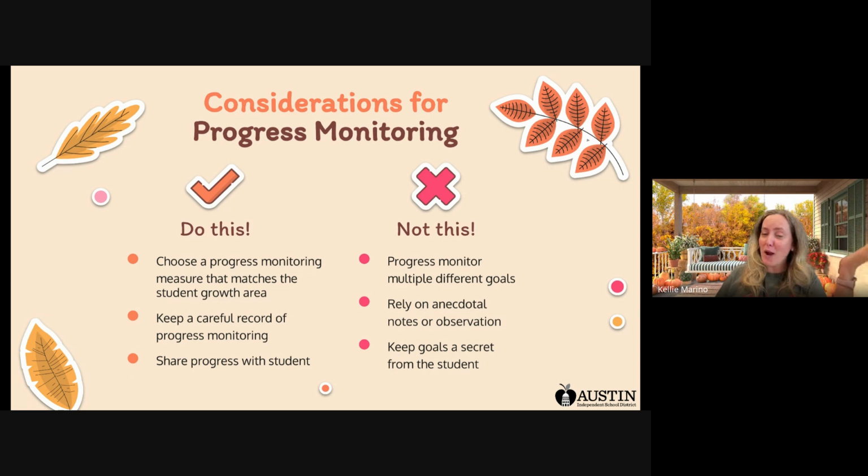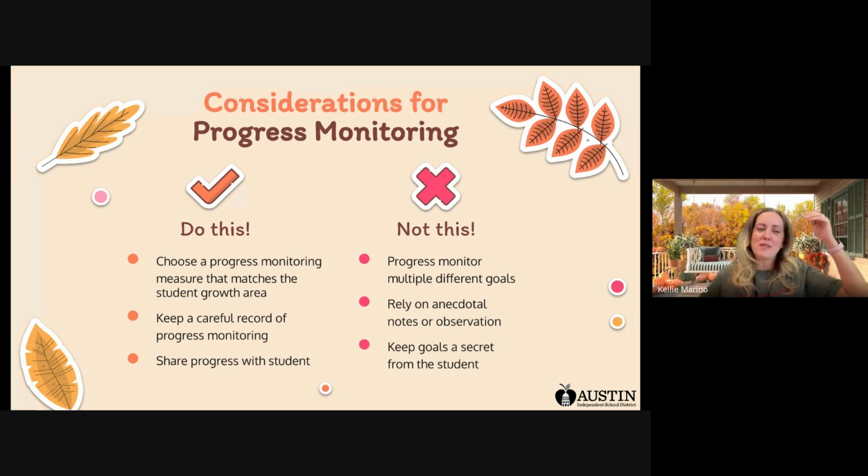Do keep a careful record of your progress monitoring. Make a folder for each student, have a cover page, keep the paper copies if they filled out a comprehension quiz, if they did the last page of the read and respond. Keep that careful paper record of the progress monitoring. Do not rely on your anecdotal notes or observation. Nothing makes a CST meeting go worse than coming in there and saying, well, the other day I read with them and I heard them. Have your data, have the papers, be ready. It makes it go smoother and it wastes less of your time.